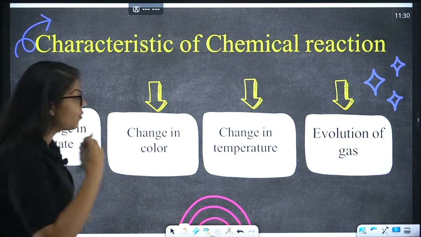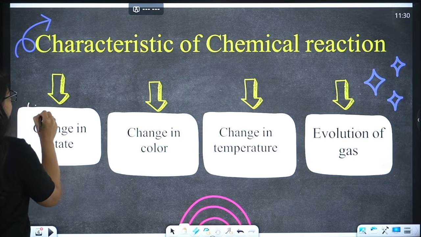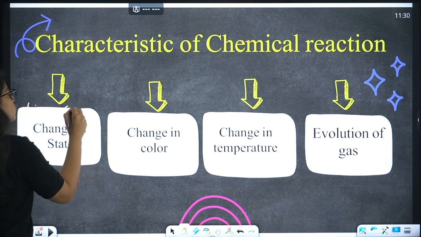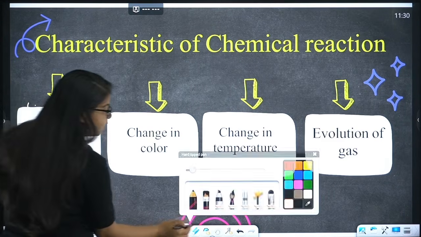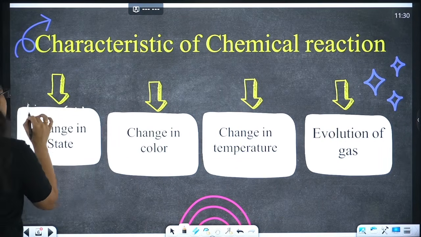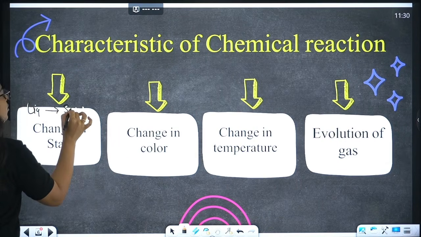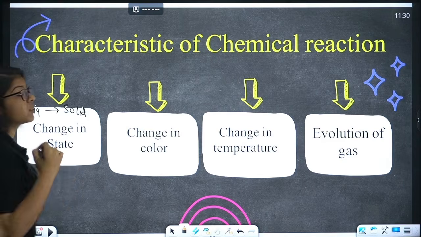Change of state from liquid to what? It became solid. From liquid, I don't think it is visible. Okay, from liquid it became solid. So what is happening? Change of state is happening.